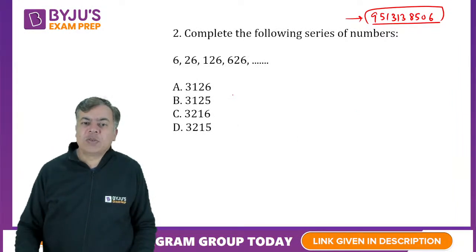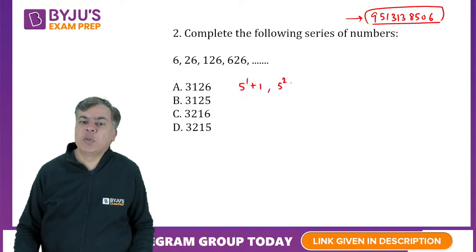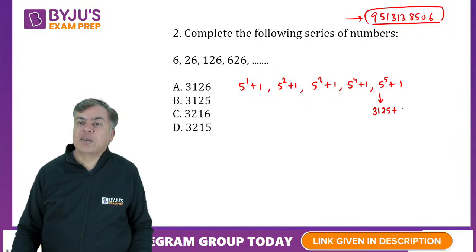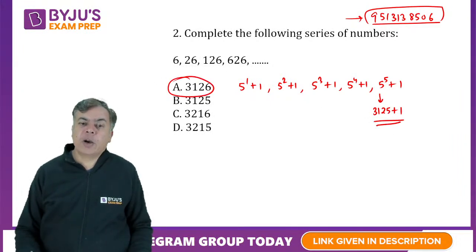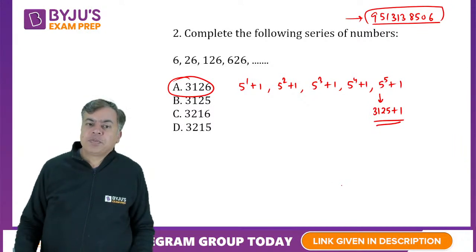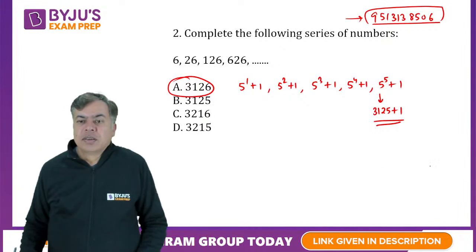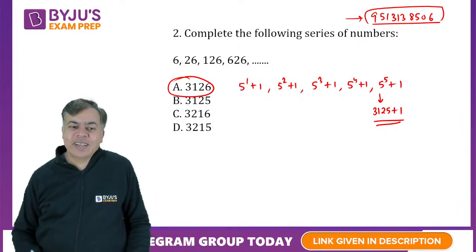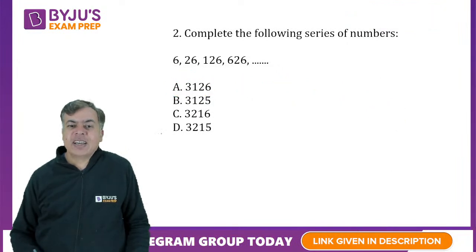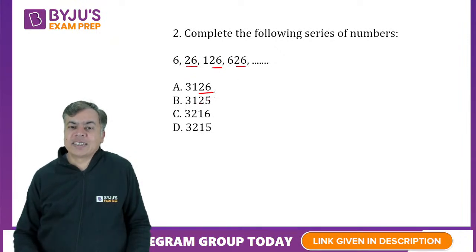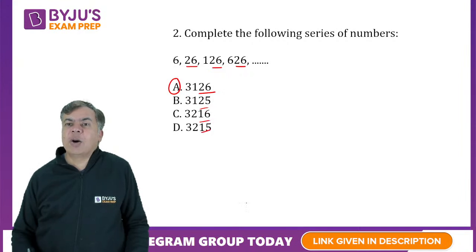Now this series was, yes, rightly said. Kesar has given the reason also. It is 5 raised to power 1 plus 1, 5 raised to power 2 plus 1, 5 raised to power 3 plus 1, 5 raised to power 4 plus 1, and now it should be 5 raised to power 5 plus 1. And 5 raised to power 5 is 3125, plus 1, so it should be 3126. A option should be the correct answer. One thing was also there, that even if you don't know the logic, after this 6 everything is ending in 26, 26, 26. So it should be 26 here. No other option has 26 at the end.